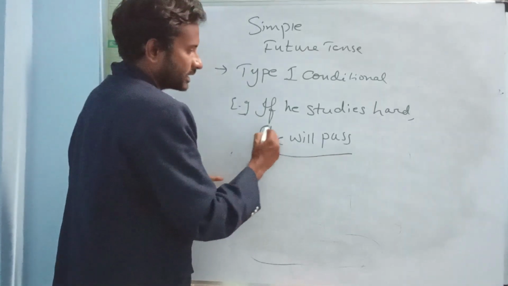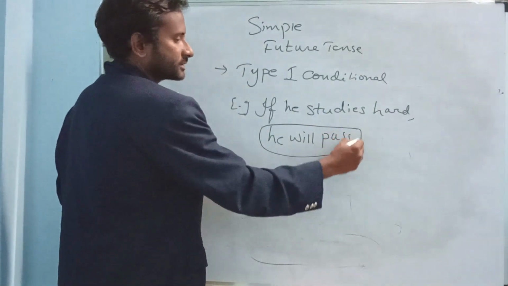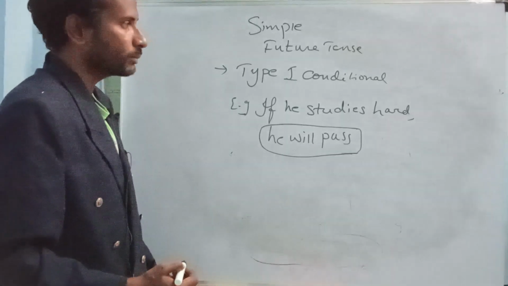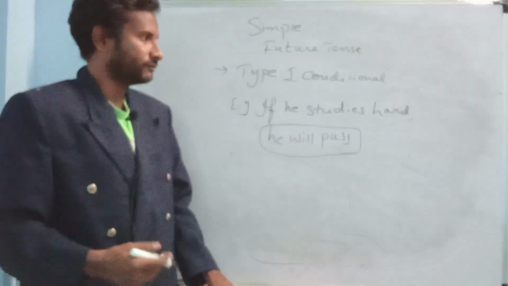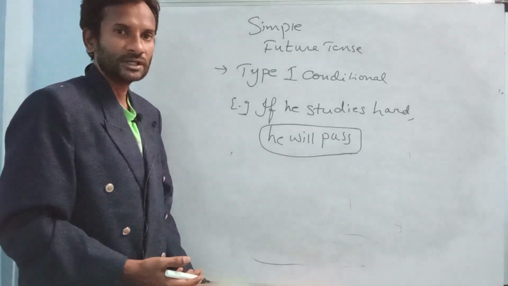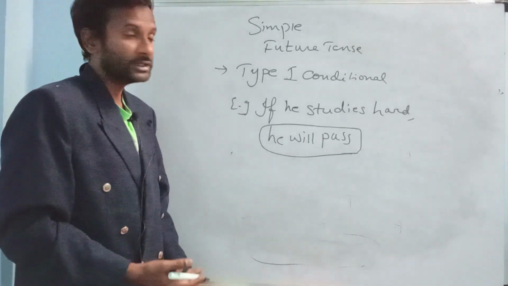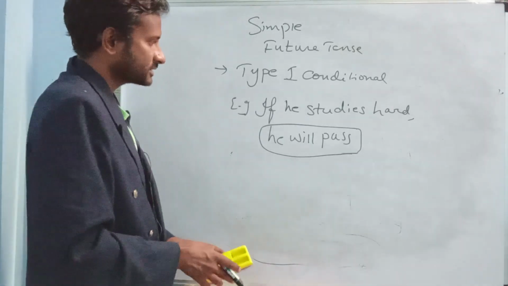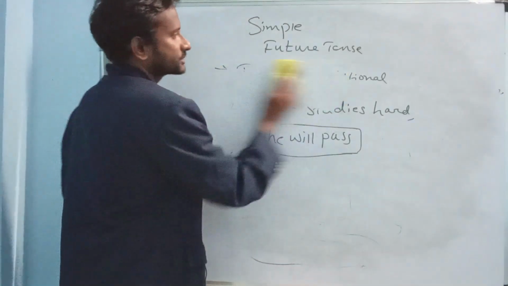Then, when there is a condition in simple present tense, this way simple future tense can be used in type 1 conditionals. If he studies hard, he will pass. If it rains, if it doesn't rain, I will come to the class. So such are type 1 conditionals.